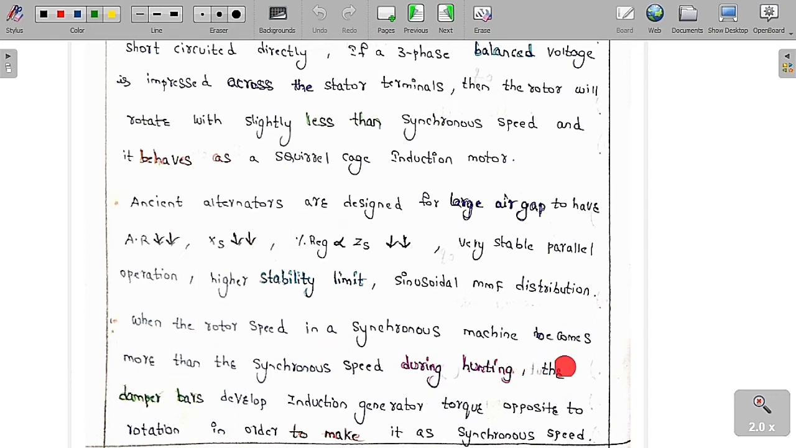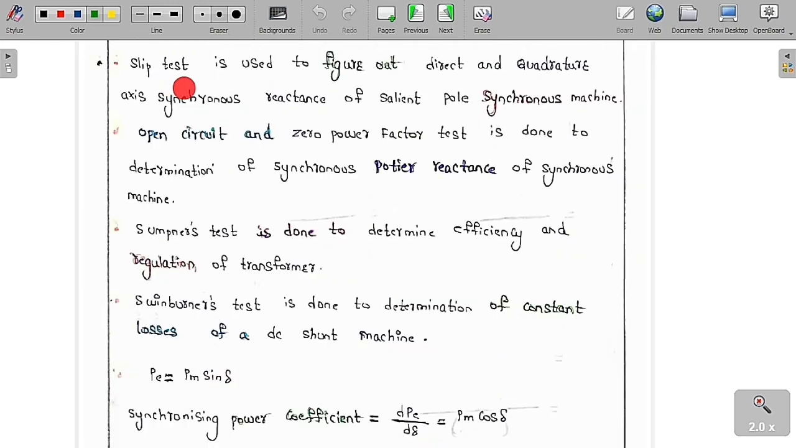When the rotor speed in a synchronous machine becomes more than the synchronous speed during hunting, the damper bars develop an induction generator torque opposite to the rotation of the rotor in order to bring it to synchronous speed. The slip test is used to figure out the direct and quadrature axis synchronous reactances of a salient pole synchronous machine. With the help of the slip test, we can figure out the XD and XQ of a salient pole synchronous machine.